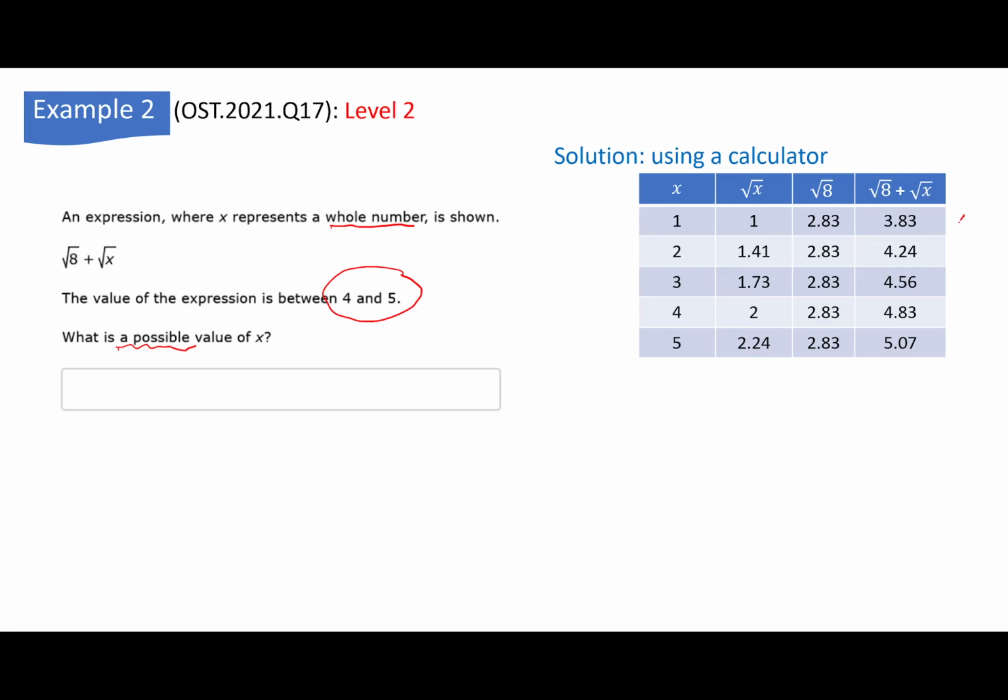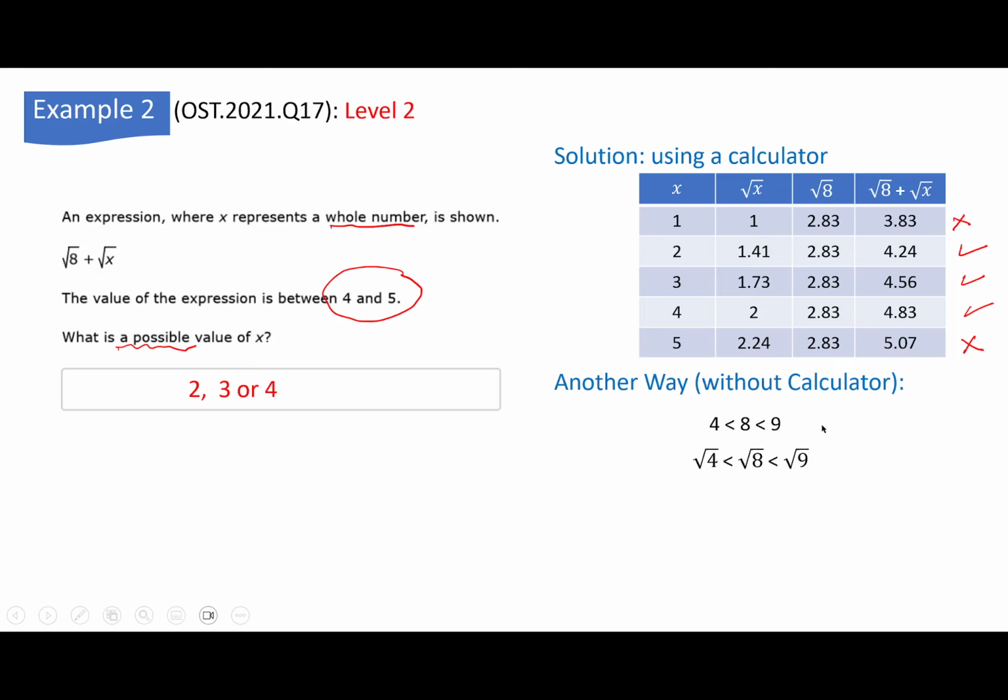This one is not. This one is good. This one is good. And this one is good. This one is not. Okay, so your answers will be 2, 3, or 4. Now, another way without calculator, put 8 between 4 and 9, two consecutive perfect squares.